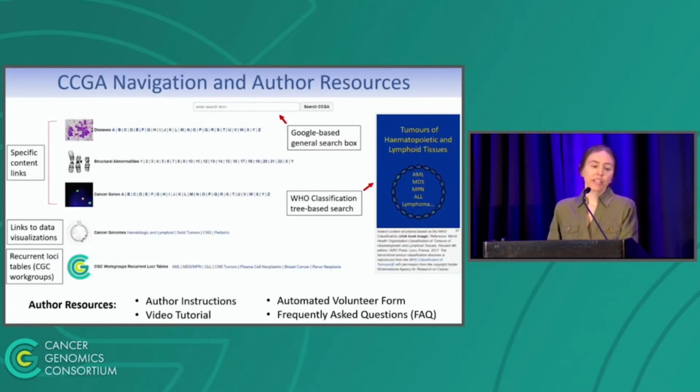In terms of navigation, on the homepage you can do Google-based search. You can look at the structure, you can click on that image right there and get the tree-based structure of the actual classification. We have specific content links, data visualizations. The CGC work groups have done a great job making recurrent loci tables, and those are also available on the site. And we have many author resources.